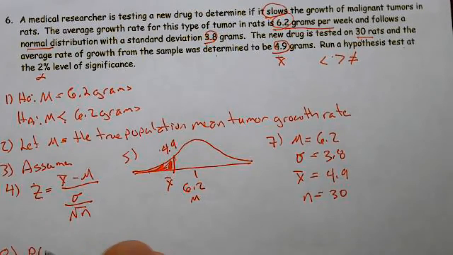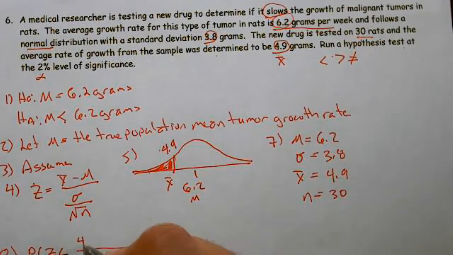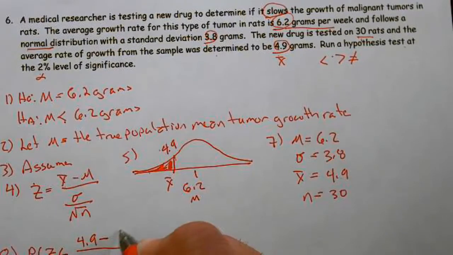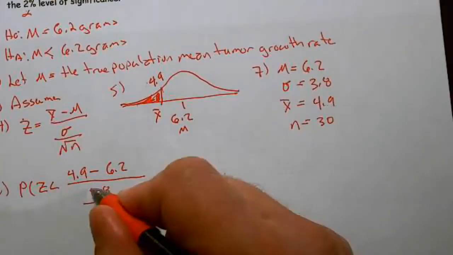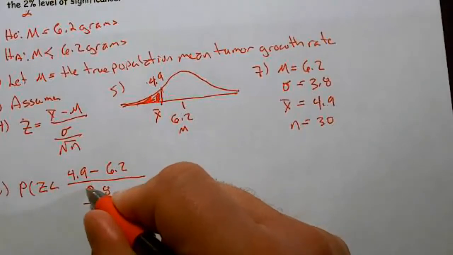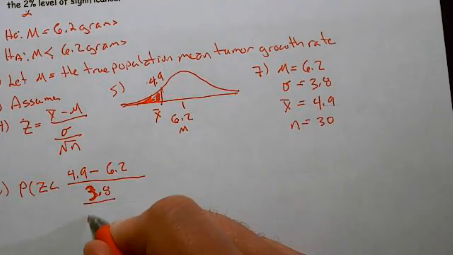So the probability that Z is less than, and we're going to take 4.9 minus the 6.2 over 3.8 for our standard deviation, divided by the square root of 30.